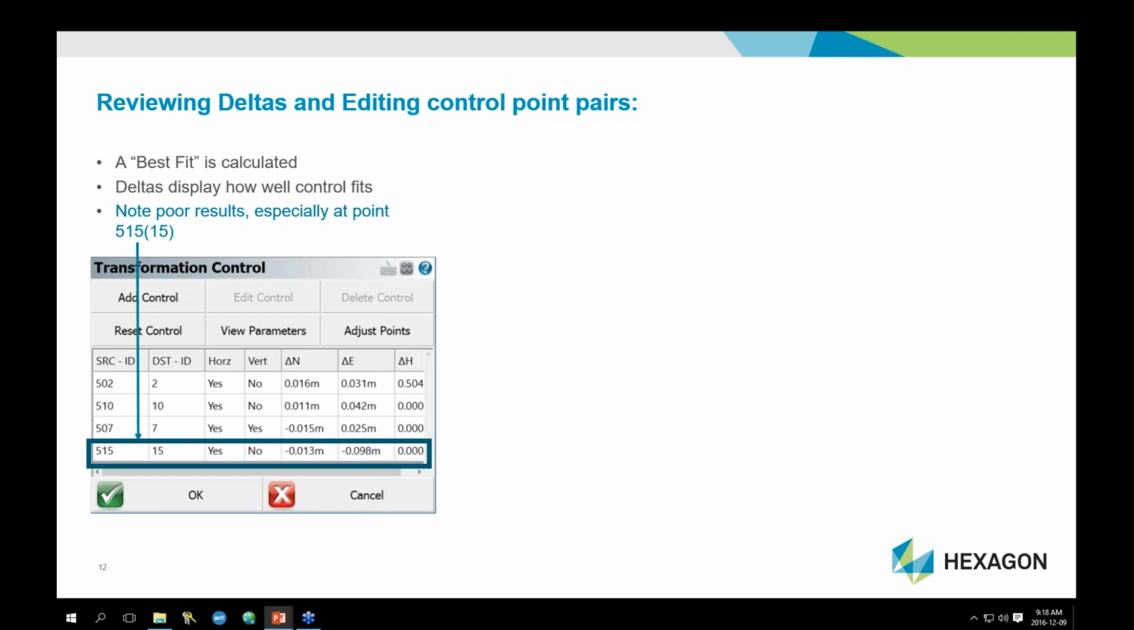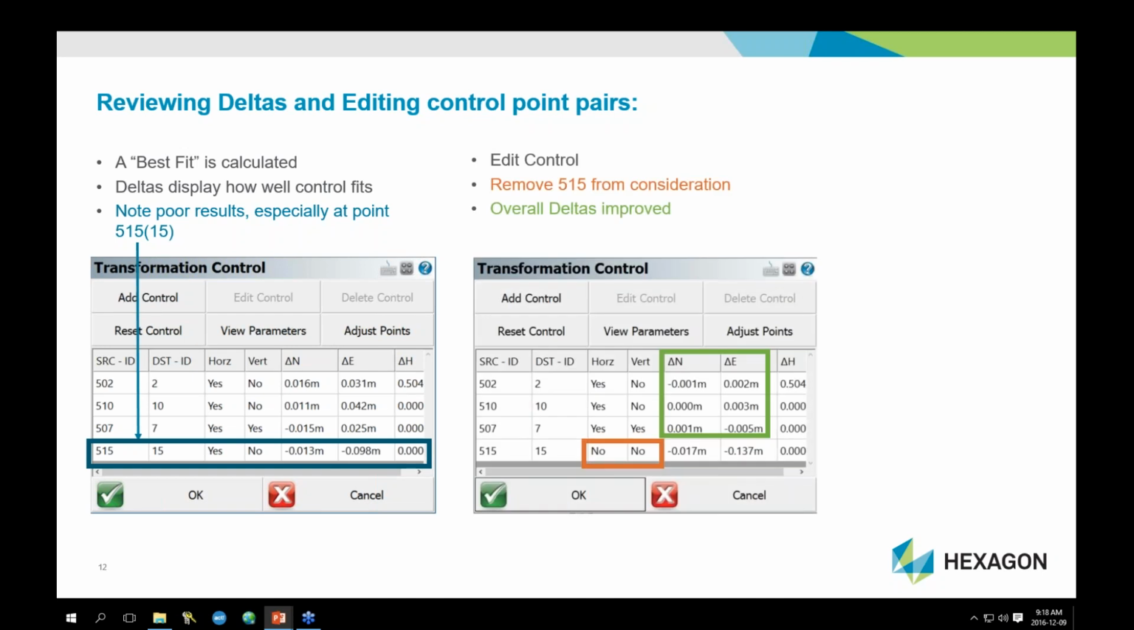The key item to note, though, with the function of the tool is that 515 and 15 has a delta in the easting of close to 10 centimeters, or about 4 inches for the feet thinkers here. So let's just kick ahead, and we want to exclude that from the calculation. So see where we have in our list of yes and no's for the horizontal and vertical, kind of central to the dialogue.